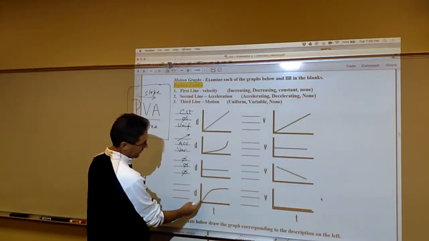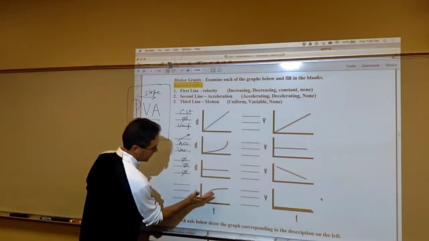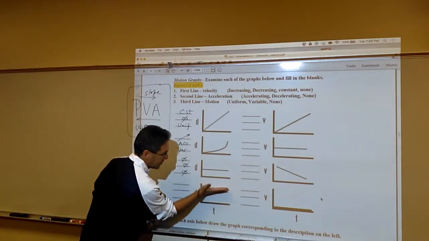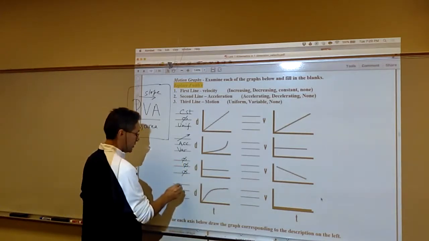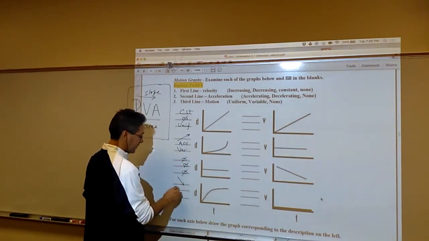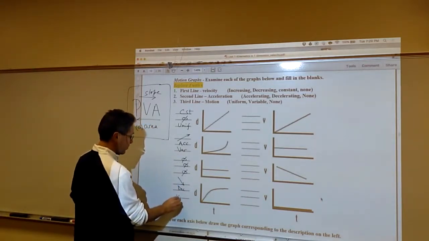Here it looks like the steepness is getting less as you travel in time. So steep, less steep, less steep, less steep, less steep. So you're reaching a plateau, basically. So this looks like as the velocity is decreasing, you are decelerating because you're slowing down, and it's a variable motion.